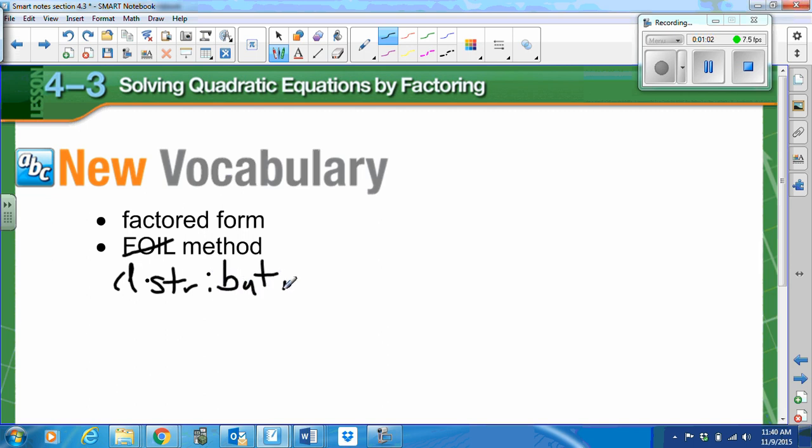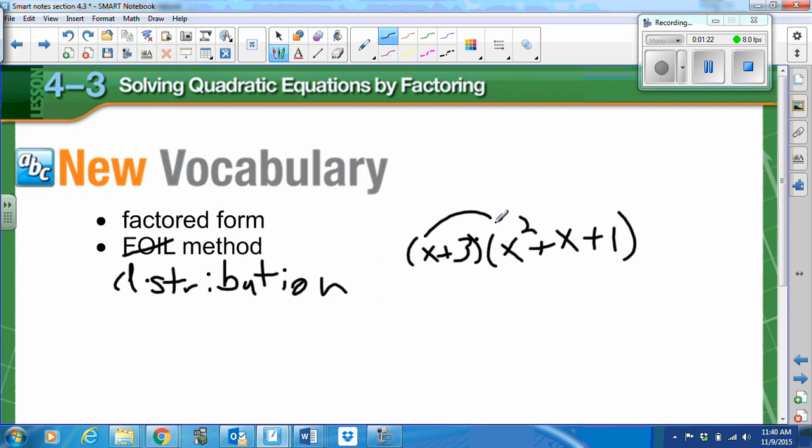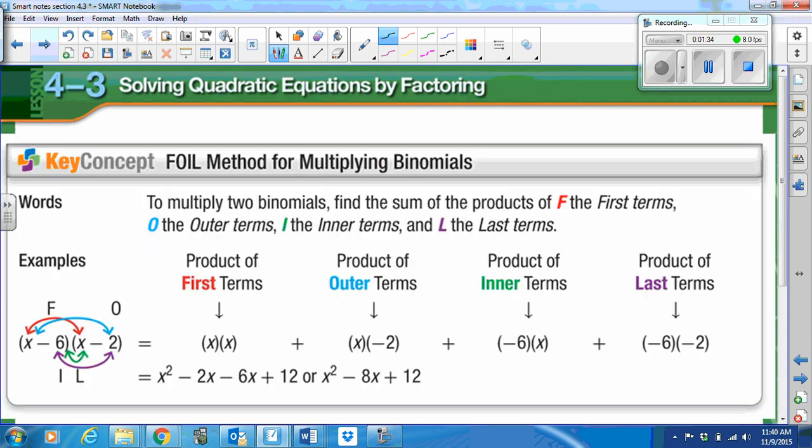So it's going to be a little messy. The reason I don't like using the word FOIL is because if you're just multiplying two binomials, FOILing is fine. But when we get into chapter 5 and we are multiplying a binomial times a trinomial, FOIL doesn't apply anymore because you can't just do first times first and outer times outer and inner times inner and last times last, because now you have this middle term. So that's why I prefer to just call it distribution and not FOIL.